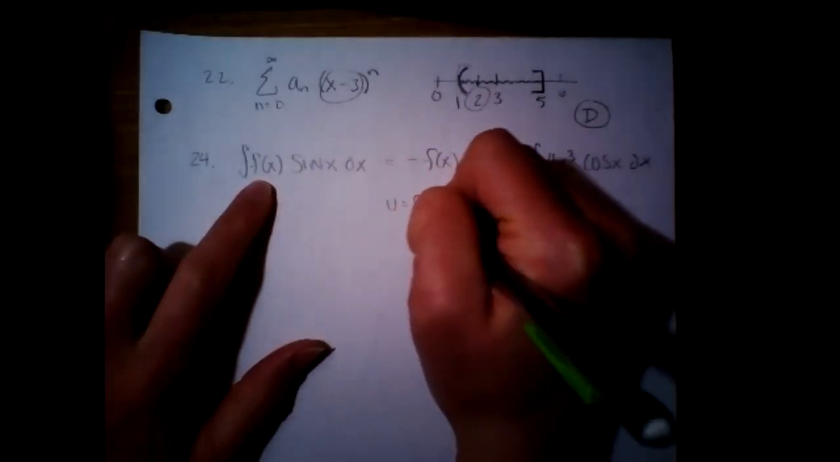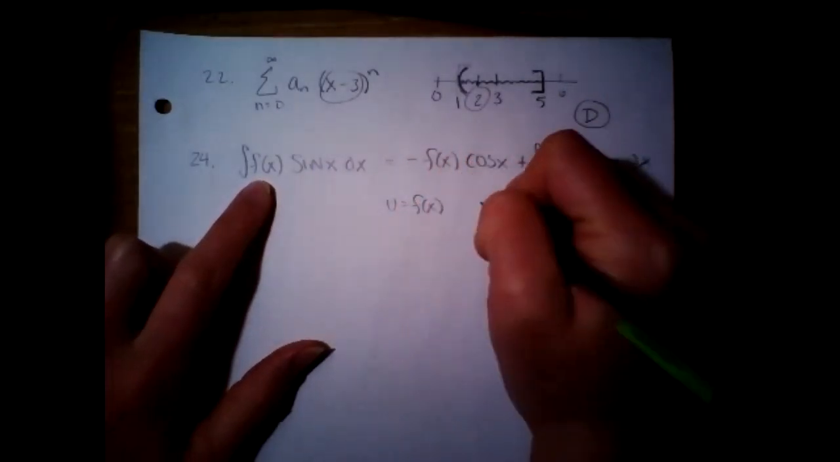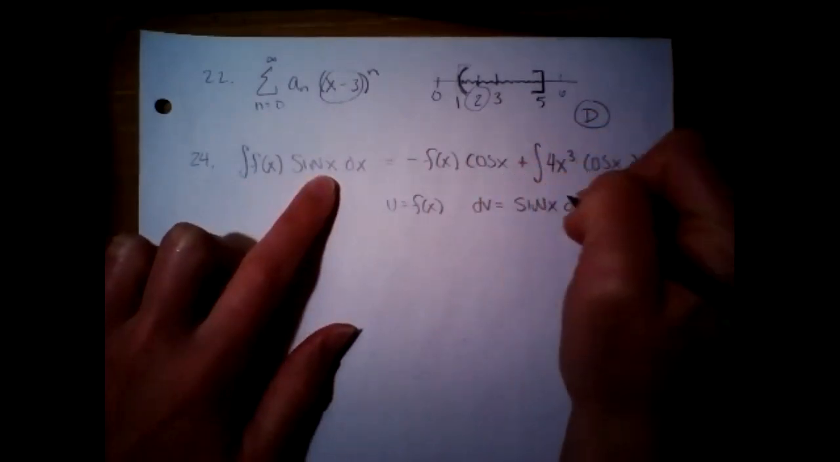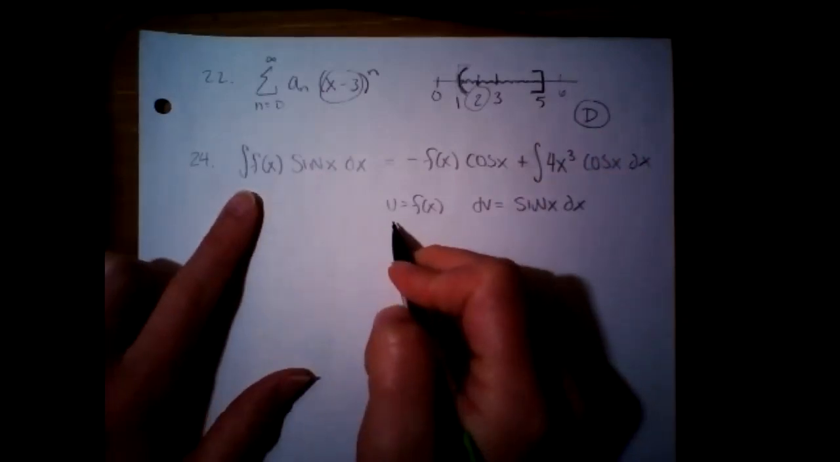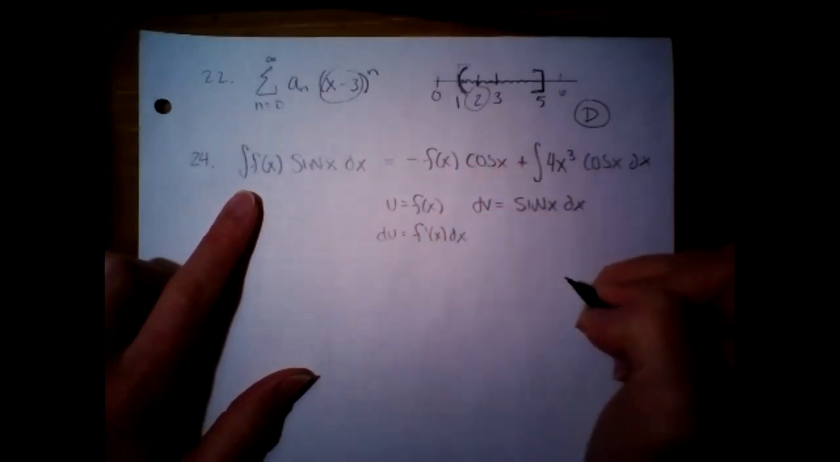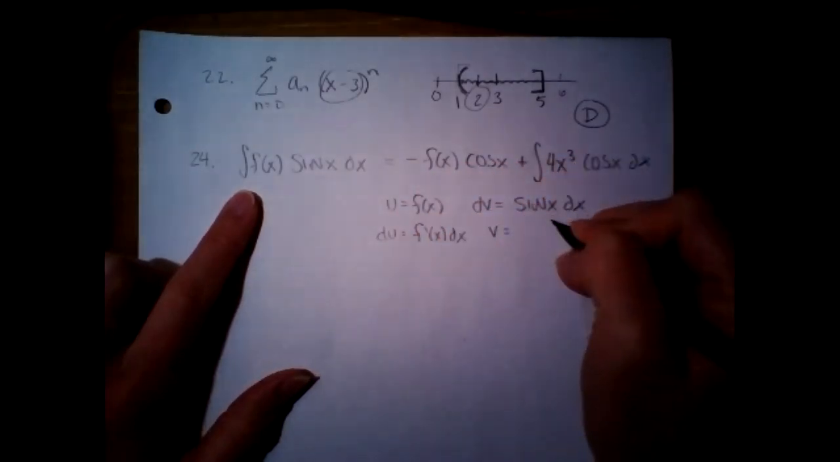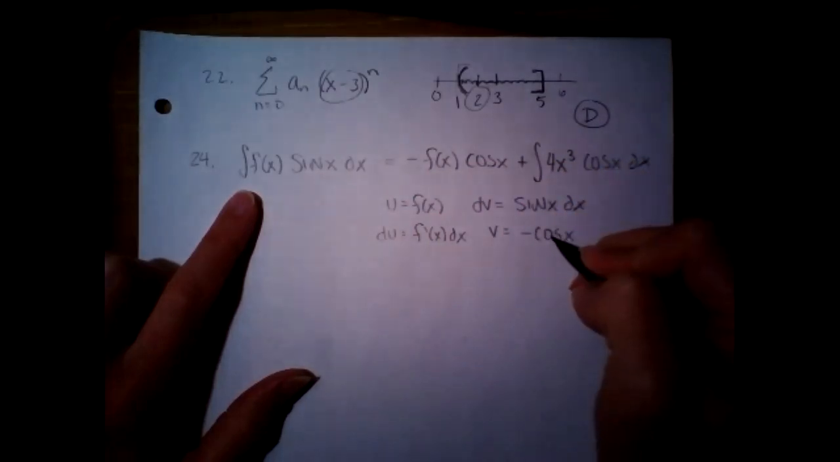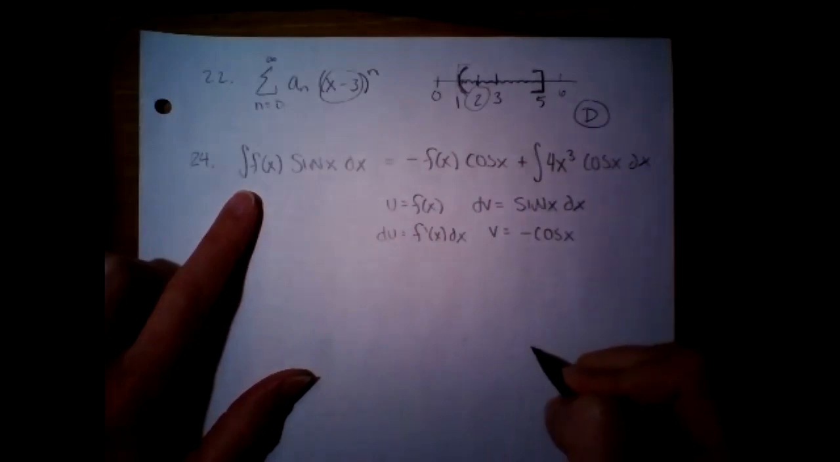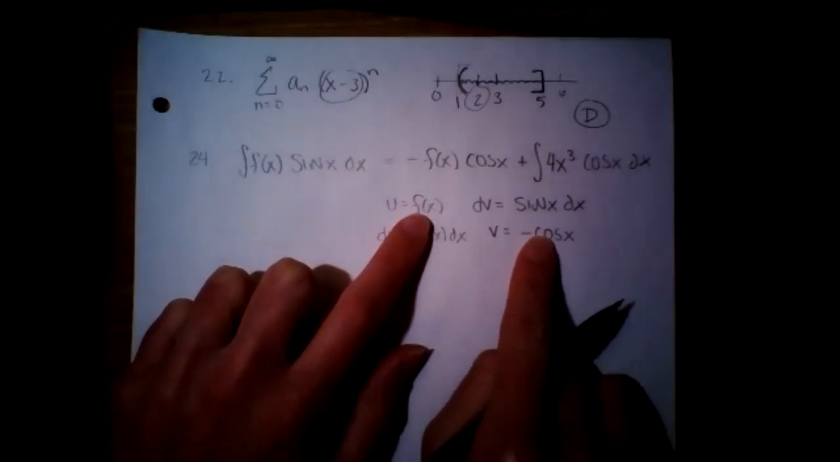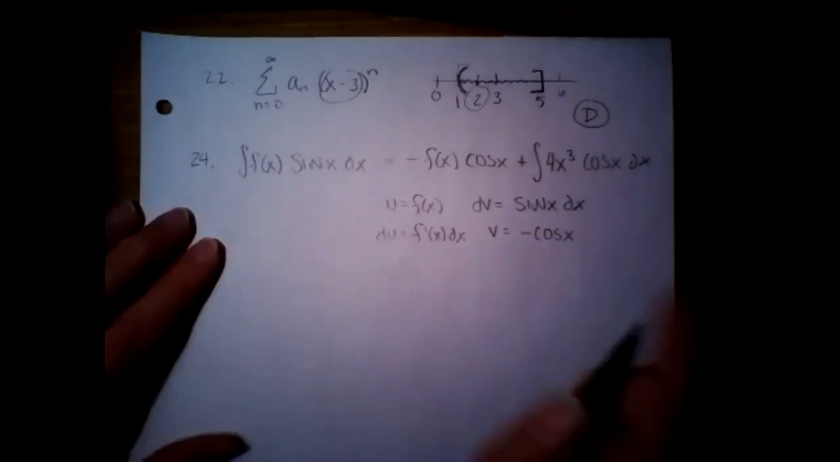So for this one, you would let u equal f of x, and dv is going to be the sine of x dx. So if we do the derivative of this, du is going to be f prime of x dx. And if we do the antiderivative of this, that's going to be negative cosine of x. So again, derivative of this gives you this. So then the formula is you do u times v. So that's going to be negative f of x cosine of x.